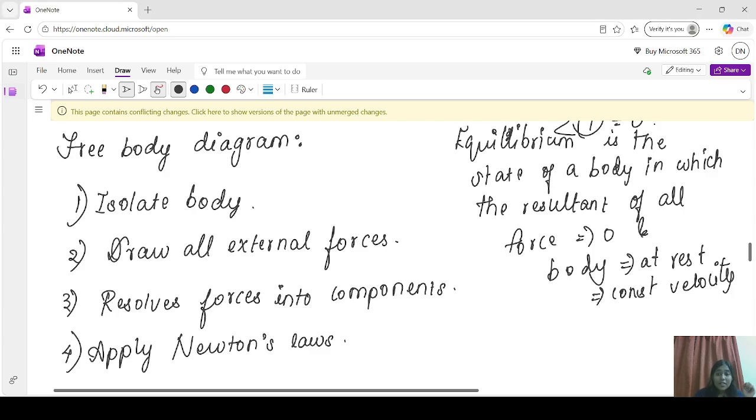So I have mentioned a trick here to solve a problem. If you get any important topics from mechanics, the first thing you have to do is isolate the body. Like, for example, they have mentioned A or B. A is the body that you're going to take first and draw all external forces. What are all the forces that are acting on that particular body? You have to draw all of those, resolve forces into components and apply Newton's law on that.